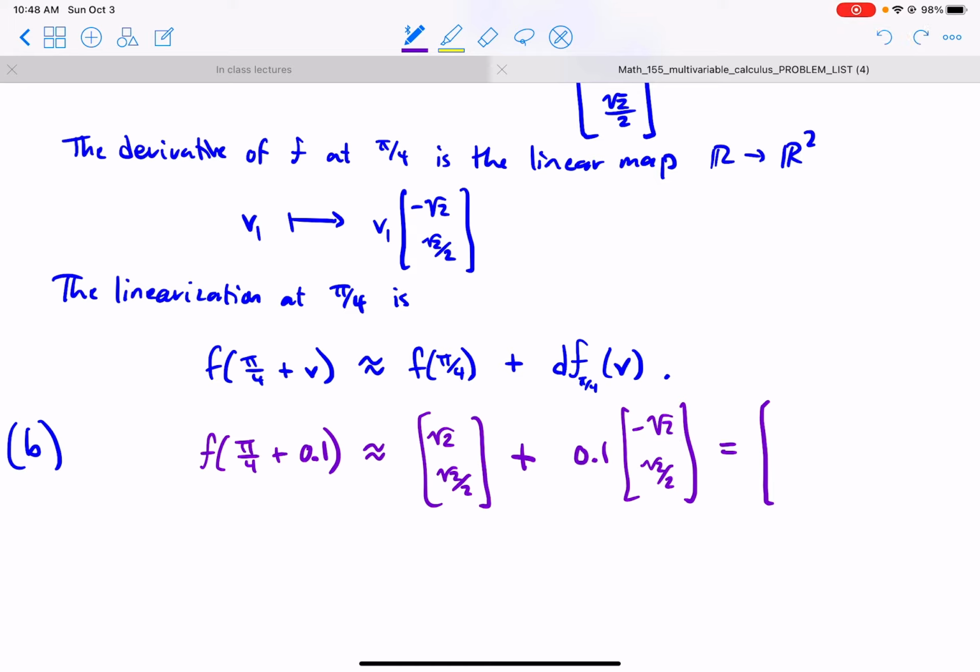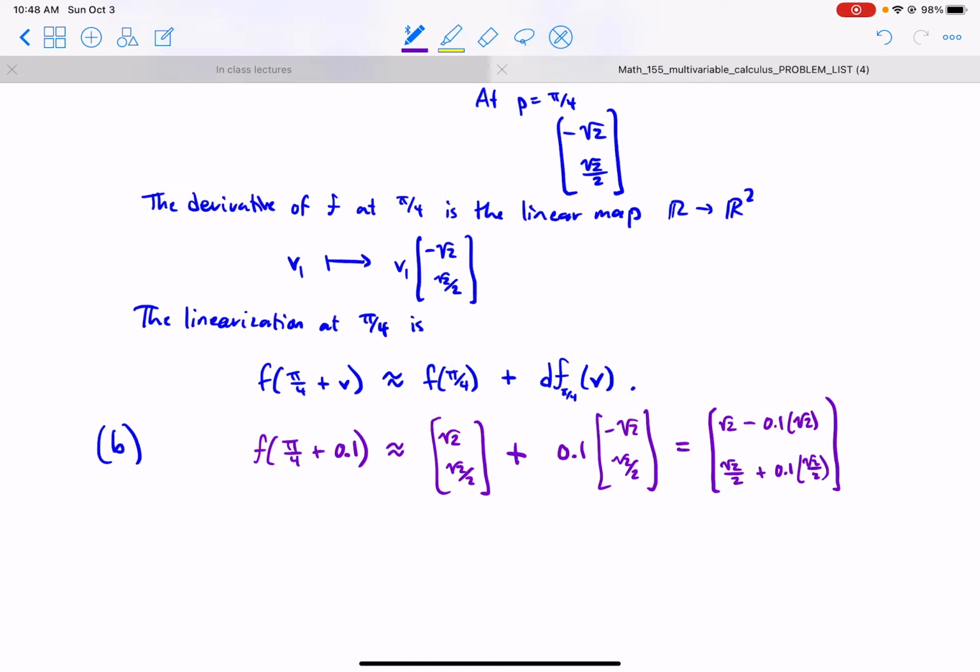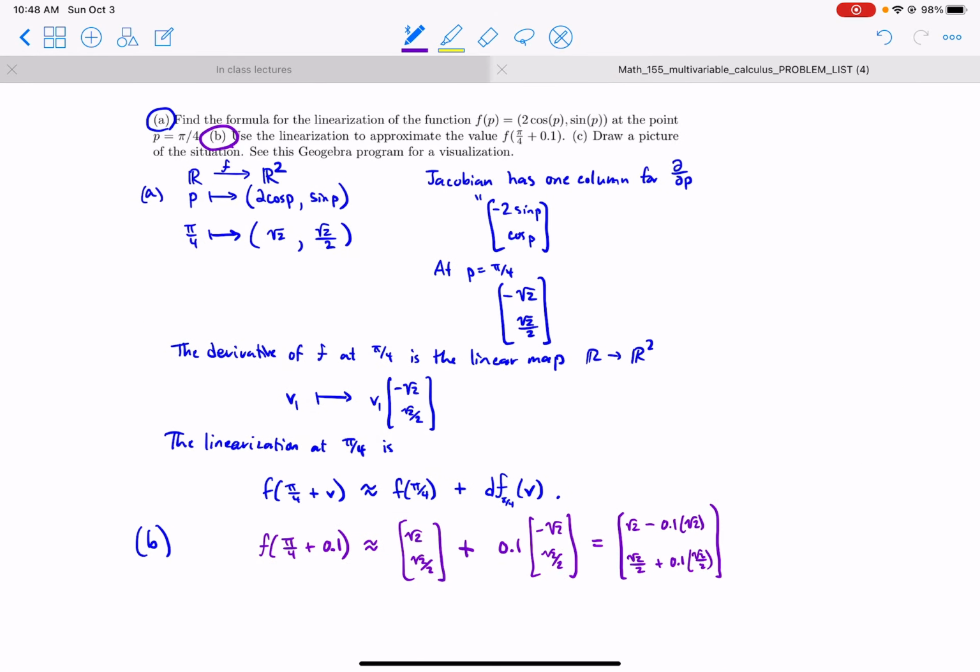Who knows how to write down root 2, I guess 1.41 something. But I could just show that I know how to linear combine vectors. And then the second component is root 2 over 2 plus 0.1 times root 2 over 2. But either way, this is our approximation, so that's part B. You could leave it as that, or you could write it as that.